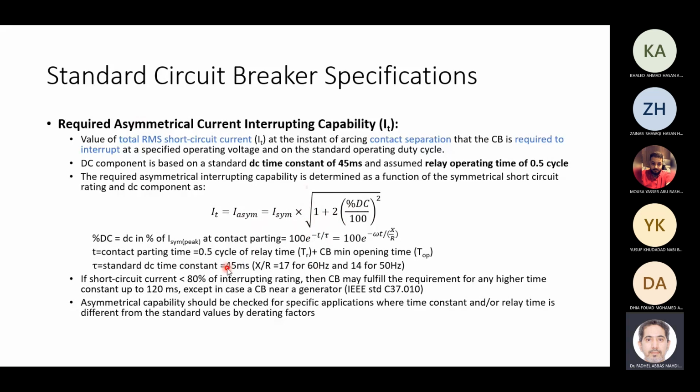So if the short circuit current is lower than the symmetrical component by 80%, then you can always specify that the circuit breaker will fulfill the requirement; it will be able to break a current even at a higher time constant. Okay. Inshallah, in the examples, I will show you this.